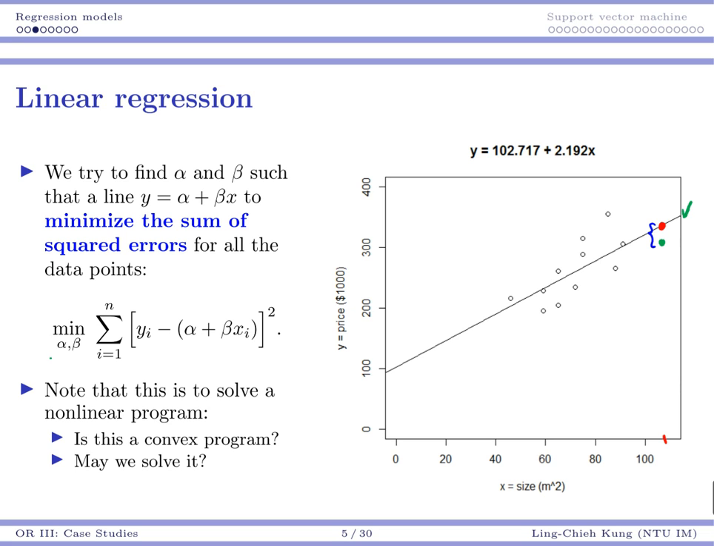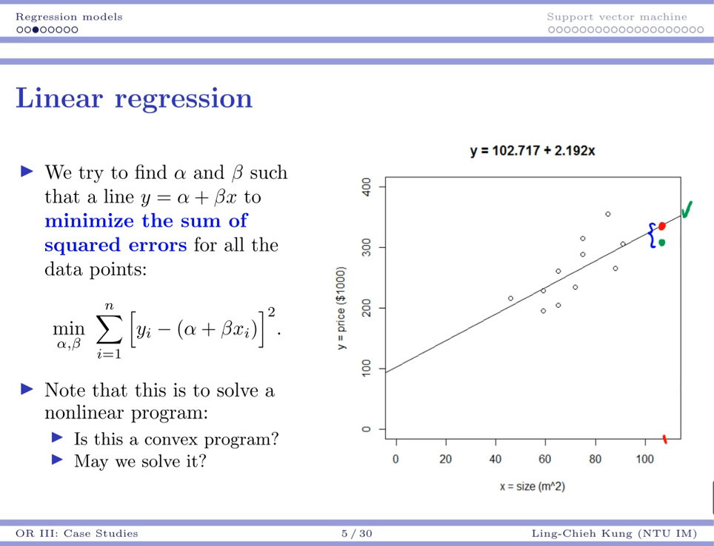We hope to find a line to minimize the sum of squared errors. Then we say this is the best we can do, the best line, the best linear relationship we may observe. Somehow that makes sense. Some people would call this least square estimation, least square optimization, least square approximation, whatever, because we are trying to find the least square error.